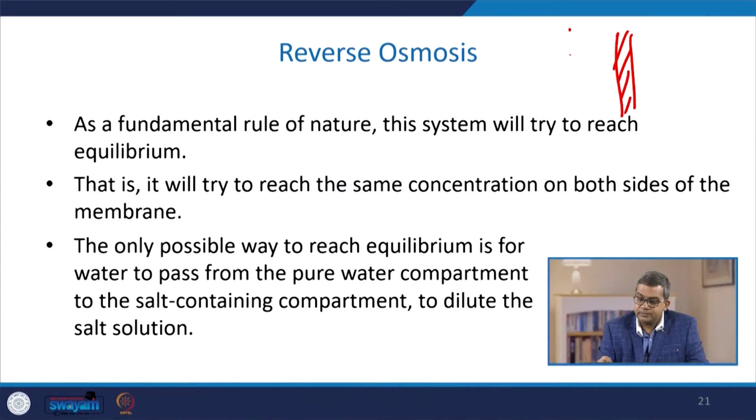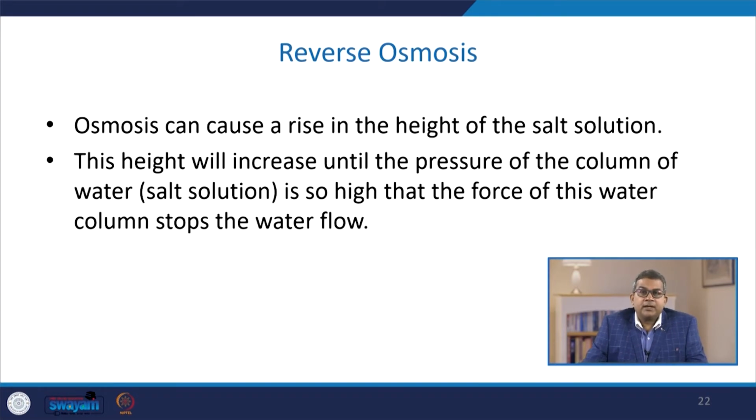The only possible way to reach equilibrium is for water to pass from the pure water compartment to the salt-containing compartment to dilute the salt solution. Thereby, osmosis can cause a rise in the height of the salt solution. This height will increase until the pressure of the column of the salt solution is so high that the force of this water column stops the water flow.